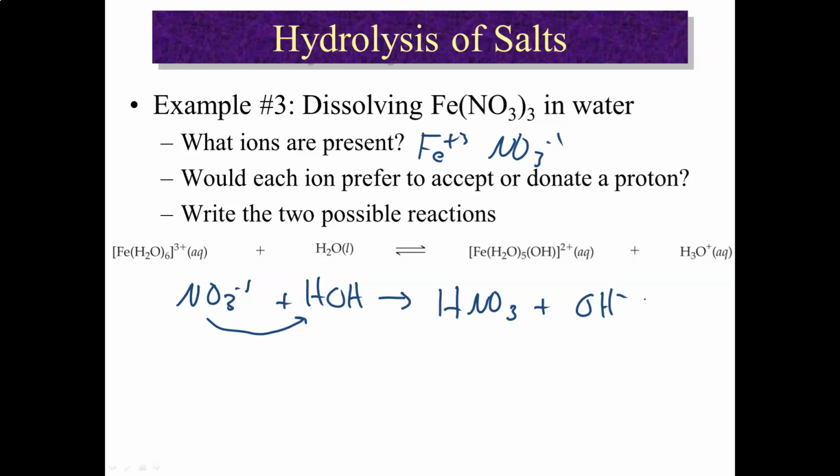Take a look at your results here. HNO3 is nitric acid. It's one of our top 7, so that is a strong acid. And hydroxide by itself is a strong base. So overall, the nitrate ion is neutral. We did that already. That was one of the first examples we did.